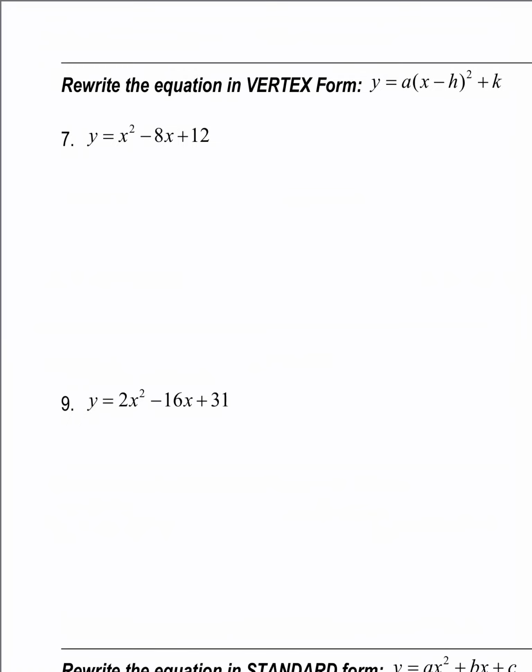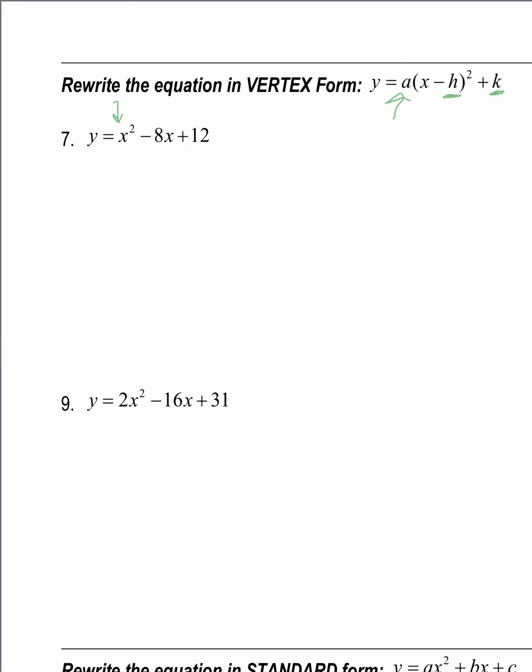Okay, so the easiest way to do this, in my opinion, is to just go ahead and find the vertex. And then once I have H and K, the only other thing that I'm going to need is A, but I already know what A is. If I look at number 7, A is just the coefficient of the x squared. So in this case, it's just 1. That's pretty easy. Number 9, take a look at number 9. A is just 2, right? It's just that coefficient of x squared. So if I know what the vertex is, it's actually pretty easy for me to rewrite it that way.